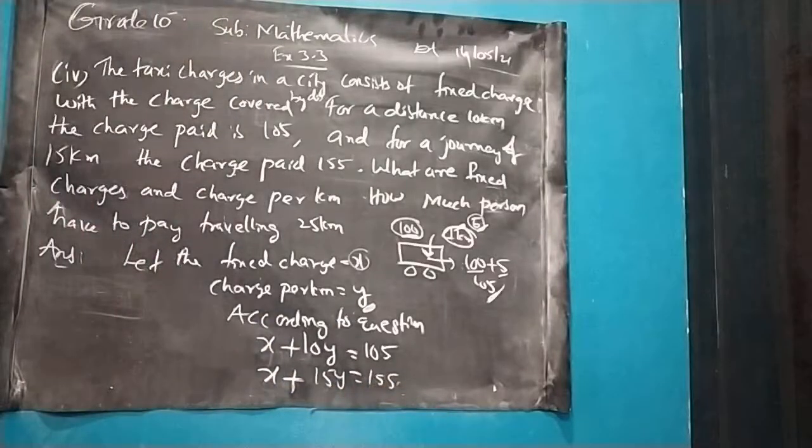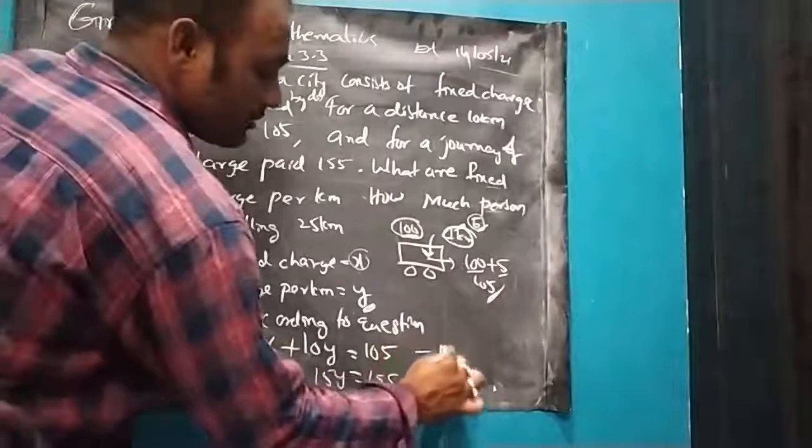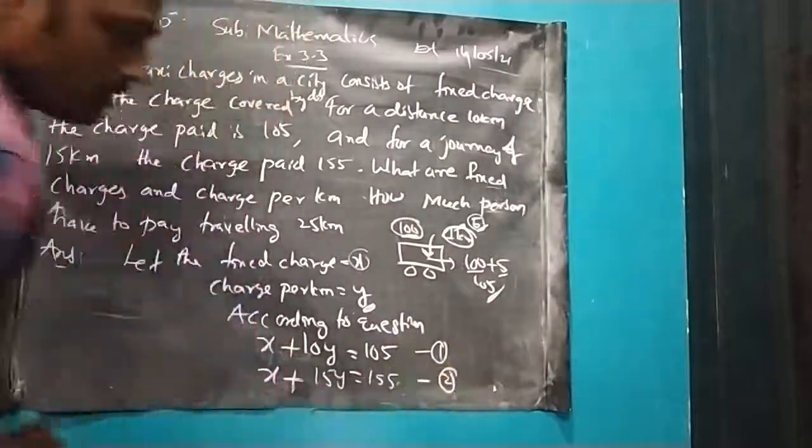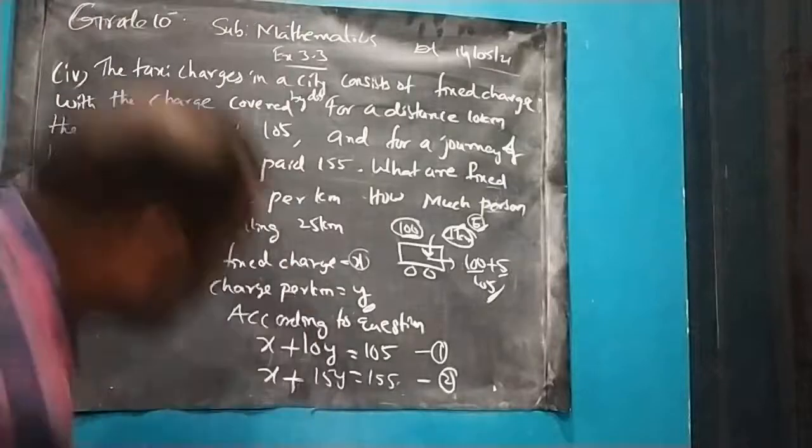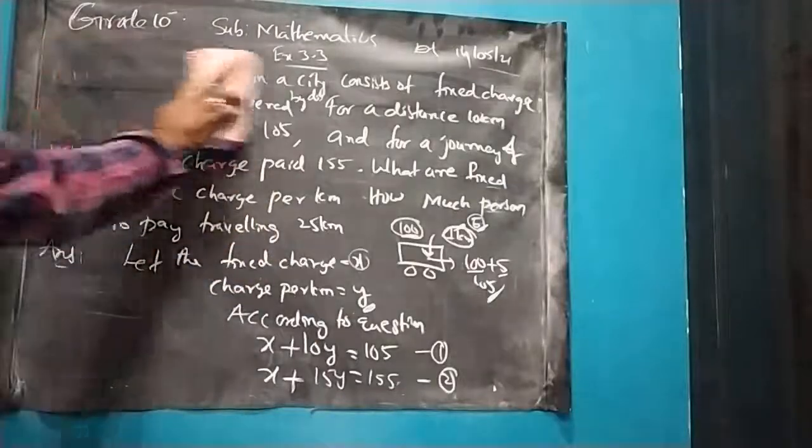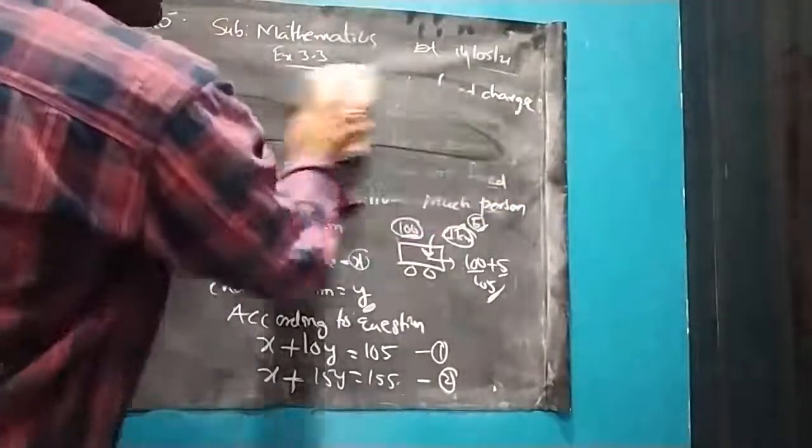Two equations we got now. This is first equation, this is second equation. Now let us solve this. Okay, at last he is mentioning how much charge you have to pay for 25 kilometers. We will do it.